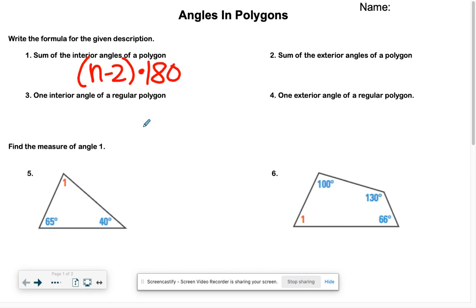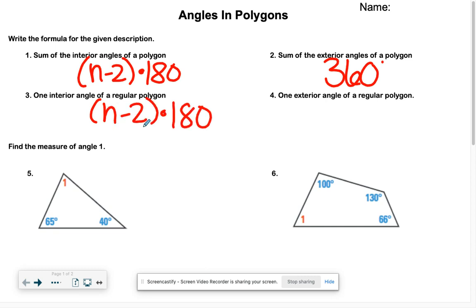What do all the outside angles add to? 360. If we want just one interior angle of a regular polygon, we take our sum and divide it by however many sides we have. So n minus 2 times 180 all over n. Kind of like if we want one exterior angle, 360 divided by however many sides we have.